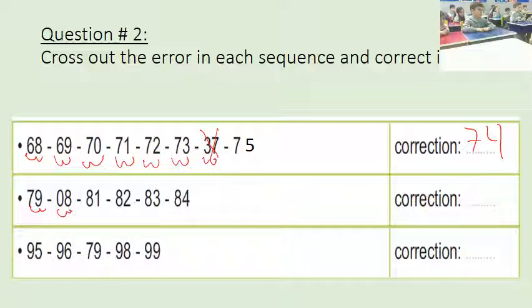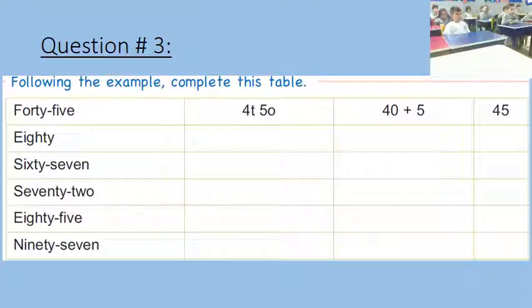Let's count the numbers under it. 79, 80. Is this how we write 80? No. How do we write 80? Good job. 95, 96, 97. Is this how we write 97? No. How do you write 97? Question 3. Following the example, complete this table.